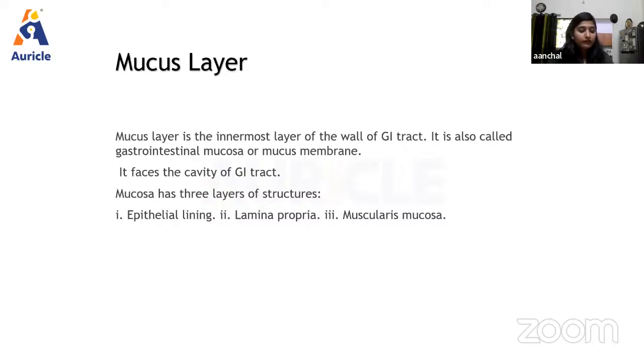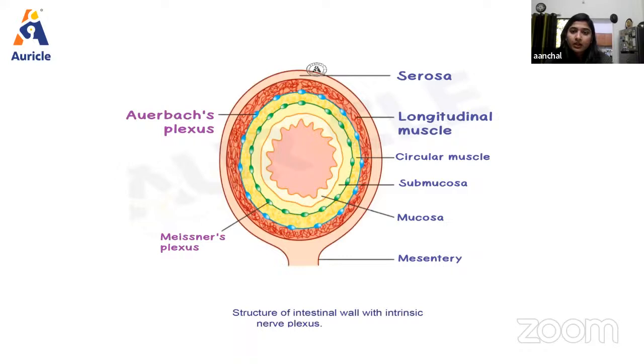So first we have mucous layer. This is lined by the epithelium and consists of stroma containing glands, muscularis mucosa and some loose connective tissue. This layer is the innermost layer of the wall of GI tract, and this is also known as gastrointestinal mucosa or mucous membrane. As we can see in the diagram also, this is the innermost layer.